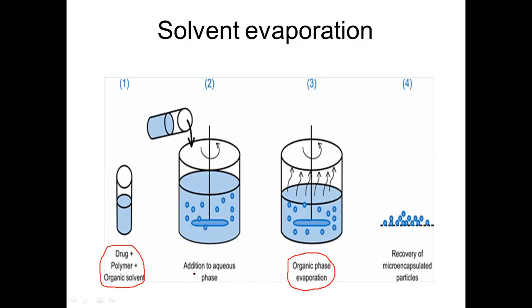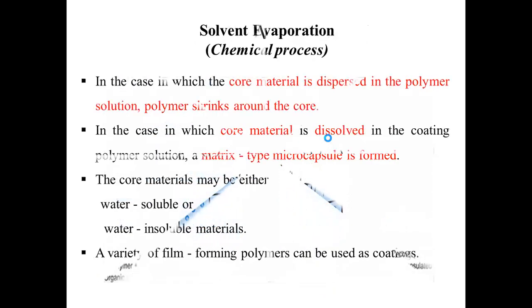So basically, the process is carried out in a manufacturing vehicle. In the case in which the core material is dispersed in the polymer solution, the polymer shrinks around the core, and the solvent that remains gets evaporated. In the case in which the core material is dissolved in the coating polymer solution, a matrix type microcapsule is formed. So the core materials may be water soluble or water insoluble materials.